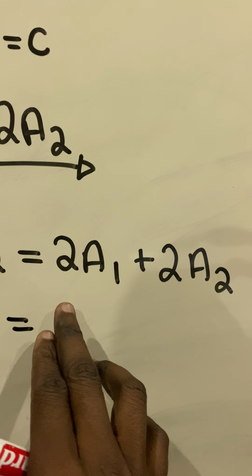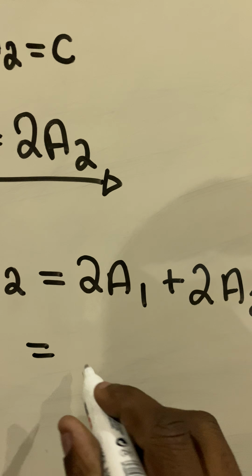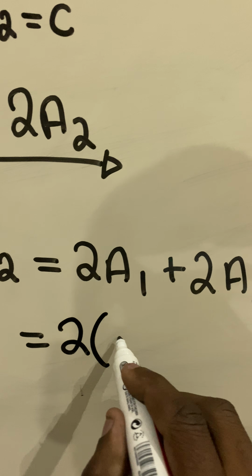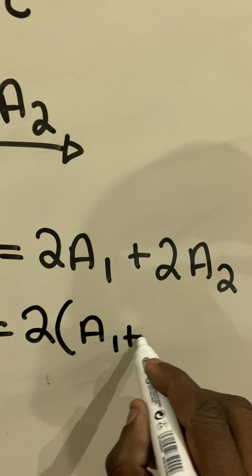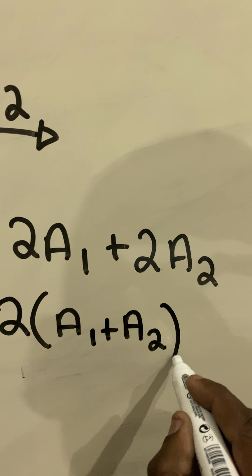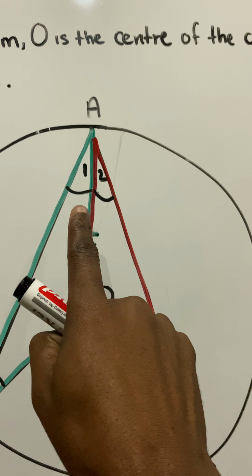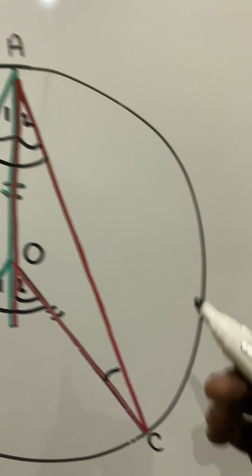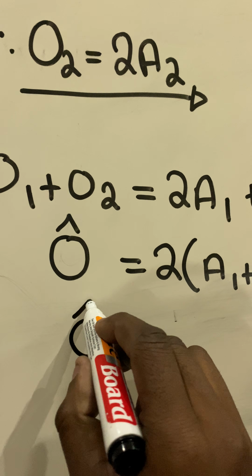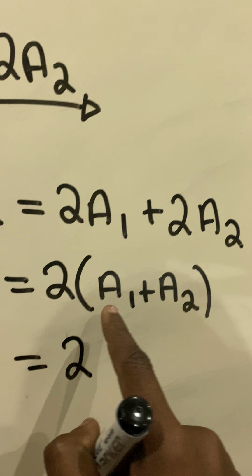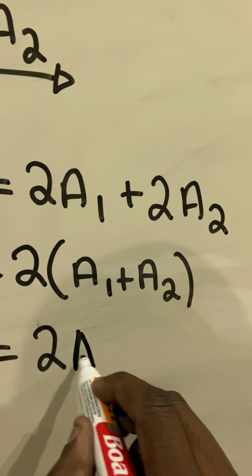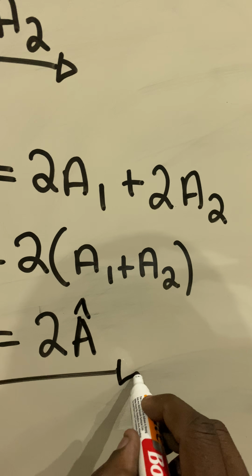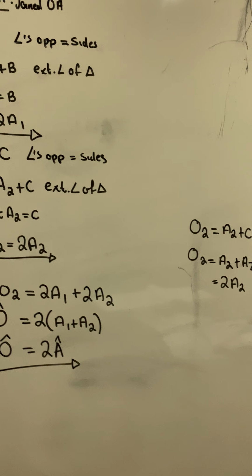And then what do we notice here? There's a common factor of 2. So we're going to take out the 2, and then we're going to be left with A1 plus A2. And then if you come to your diagram, A1 and A2 is just equal to angle A. Can you see it? So we're going to have 2 times angle A. Basically, that's it. You're done proving it.